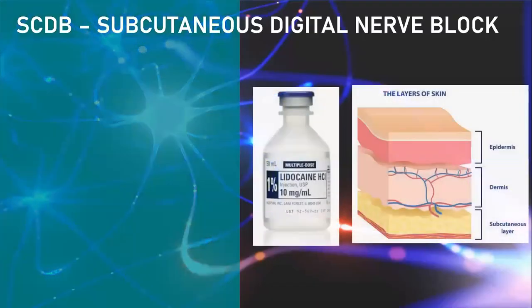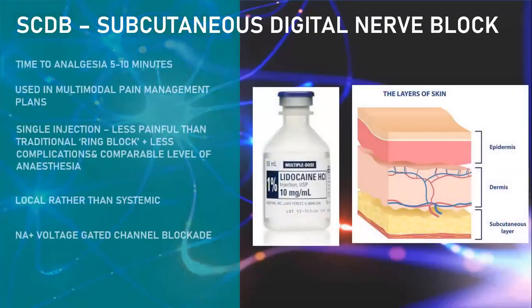A digital nerve block is a risk-averse procedure that provides excellent analgesia and is a powerful tool when used as part of a multimodal pain relief plan. The analgesia with a subcutaneous method is achieved by injection of a small amount of lidocaine into the base of the affected finger's subcutaneous layer.